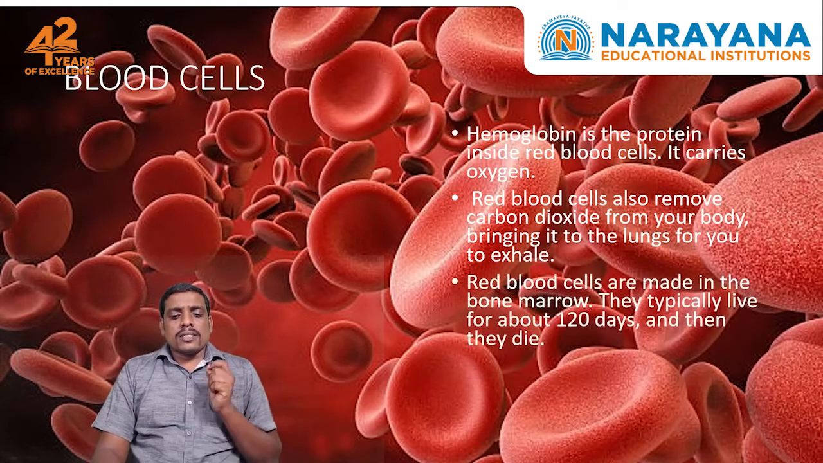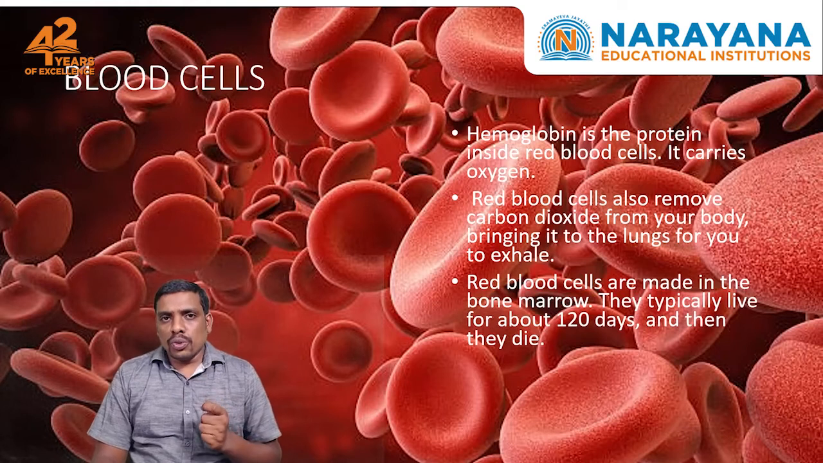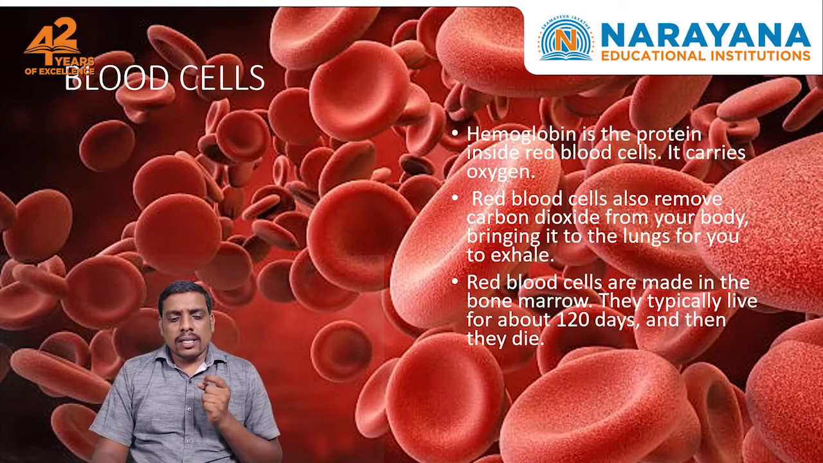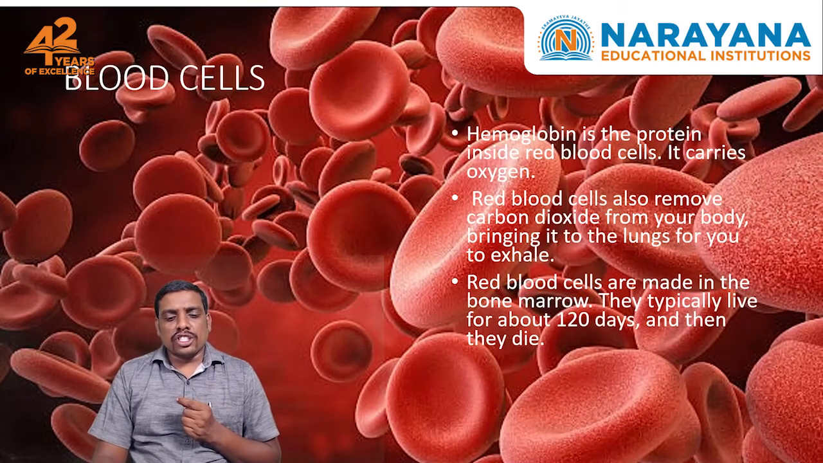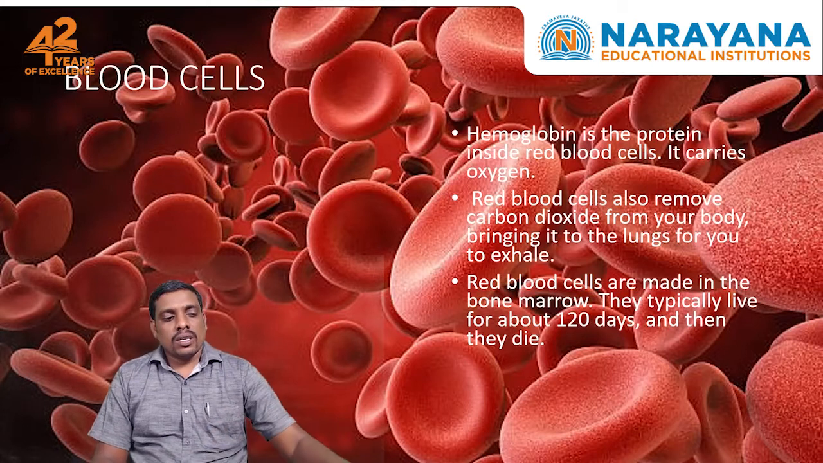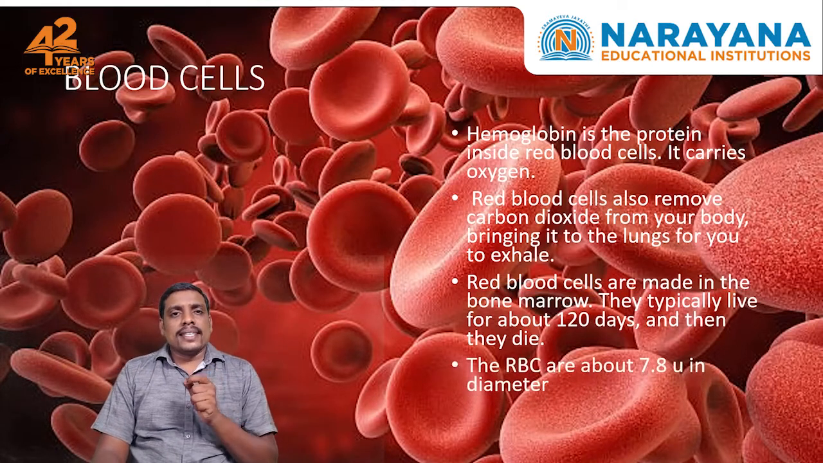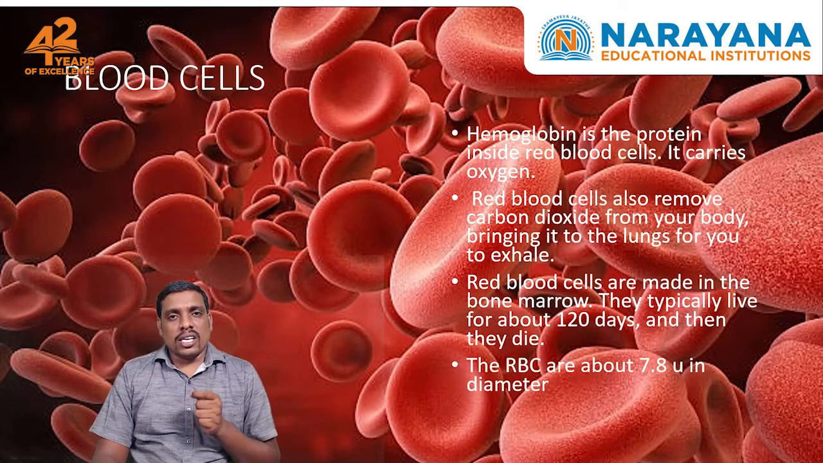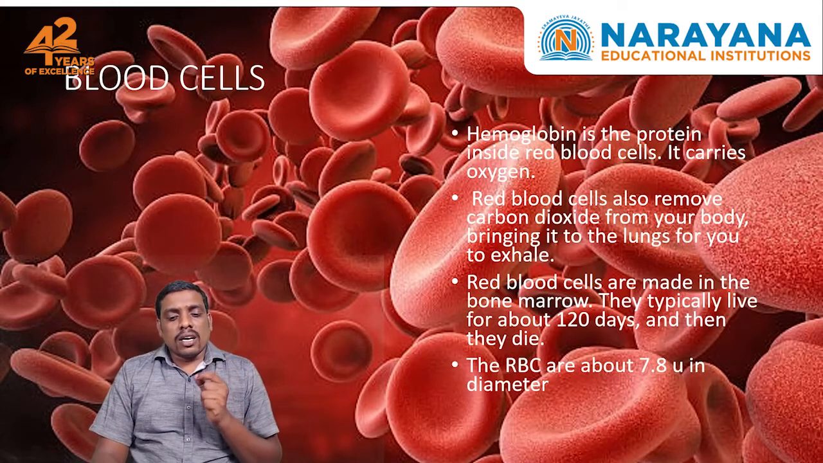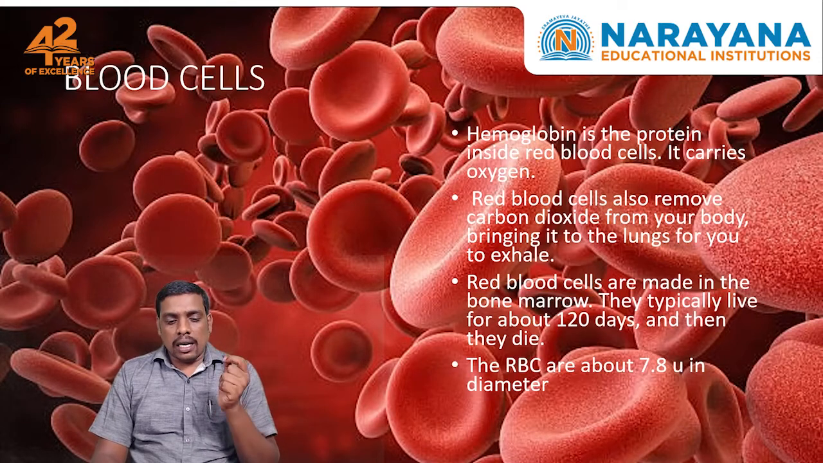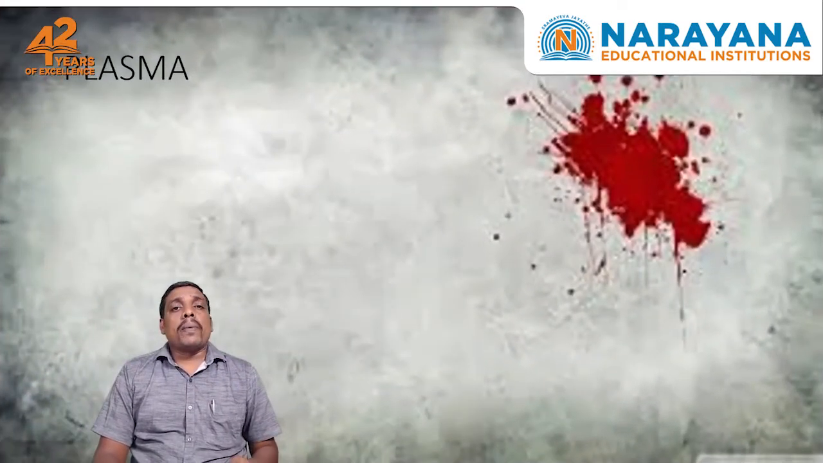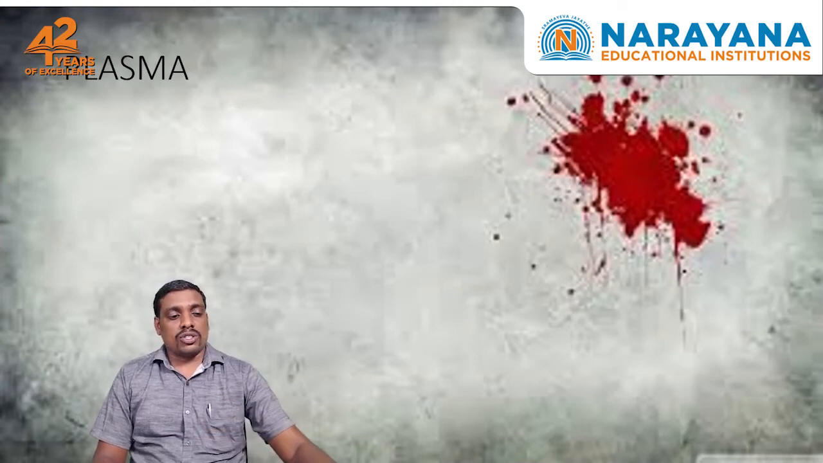Now, red blood cells are made in the bone marrow. Do you know? RBC are made in the bone marrow. They typically live for 120 days and then they die. So up to 120 days they are functional. After that they will die. The RBC are about 7 micrometers in diameter and have a biconvex shaped structure.